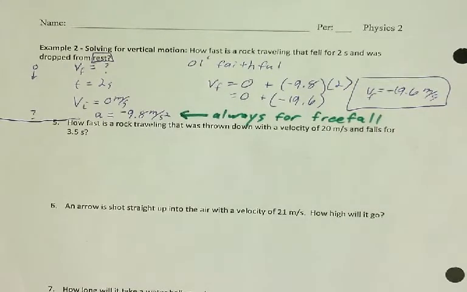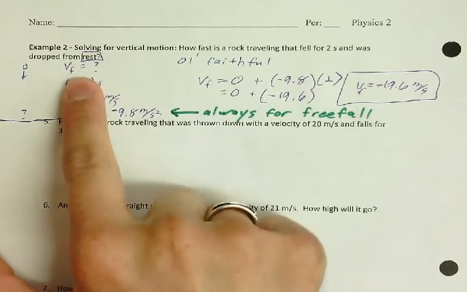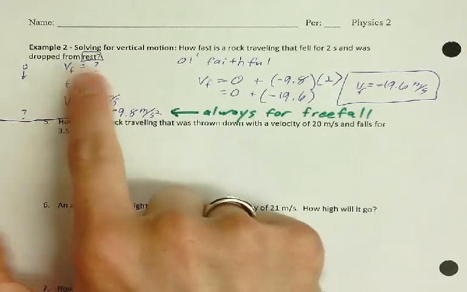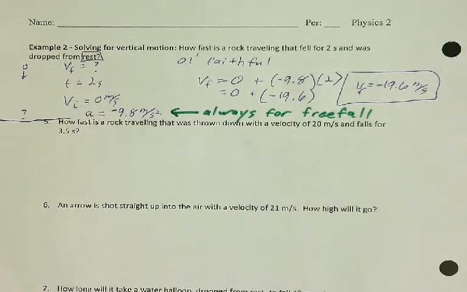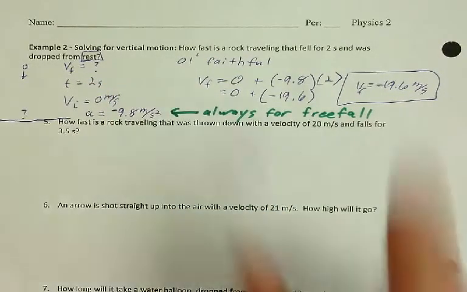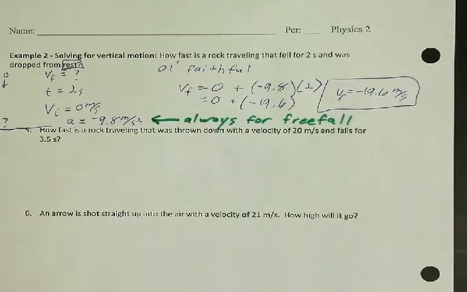If it hits the ground, it's a collision problem. It's not a free fall problem. This has to be before it hits the ground. So that's why my final velocity is not 0. My final velocity isn't 0 because I don't know how fast it's going right before it hits the ground, not right after. Negative 19.6 is the answer. Okay, any other questions for you here? Okay, take your time.